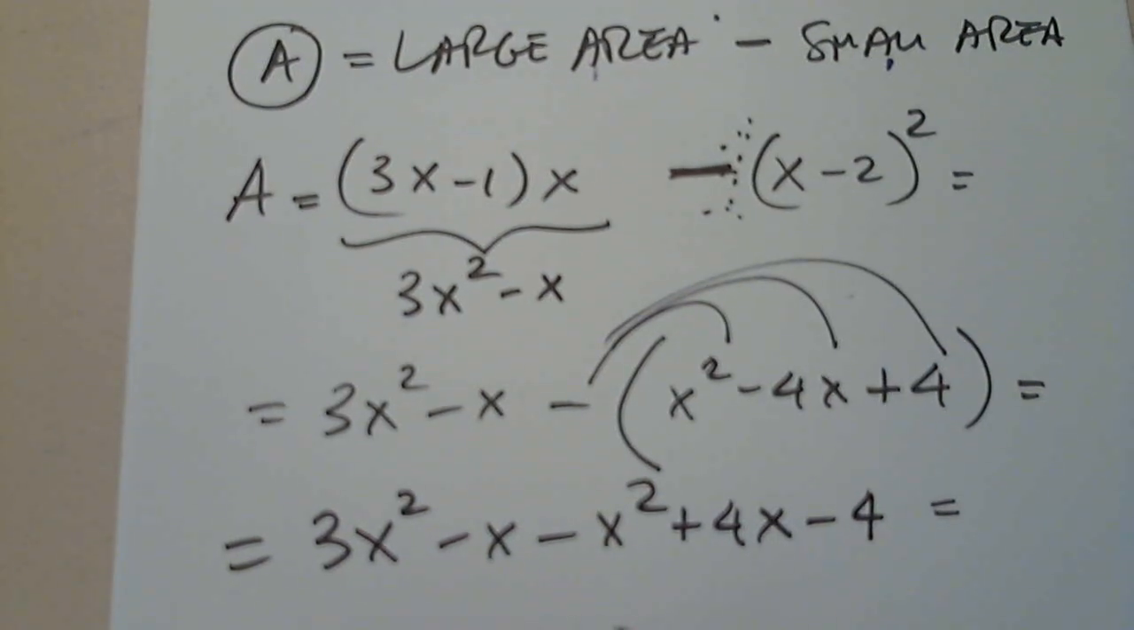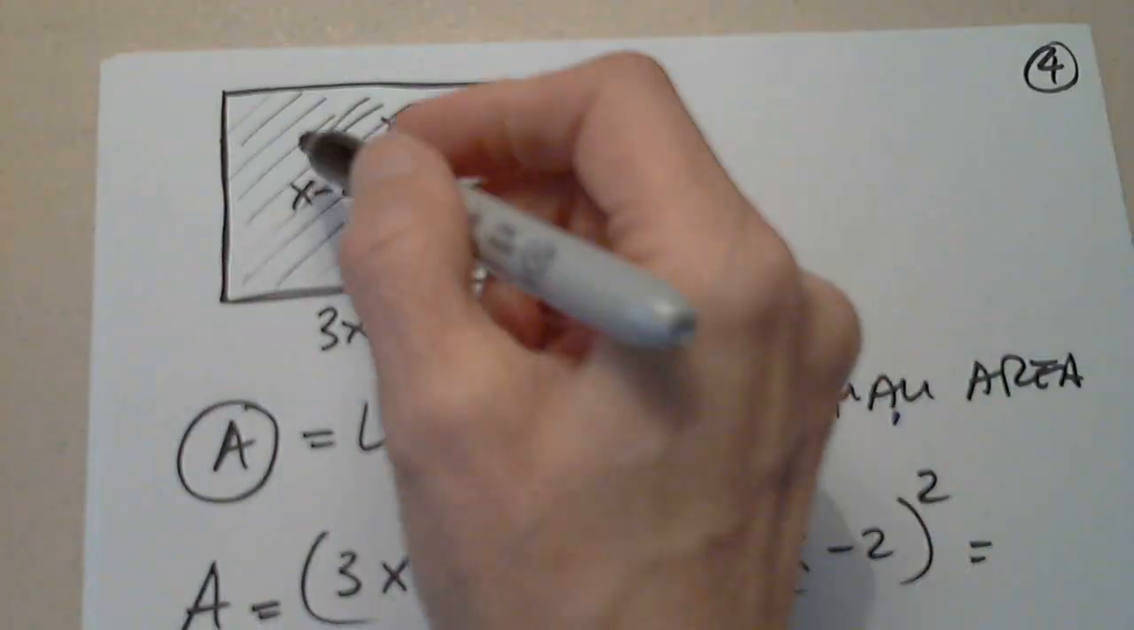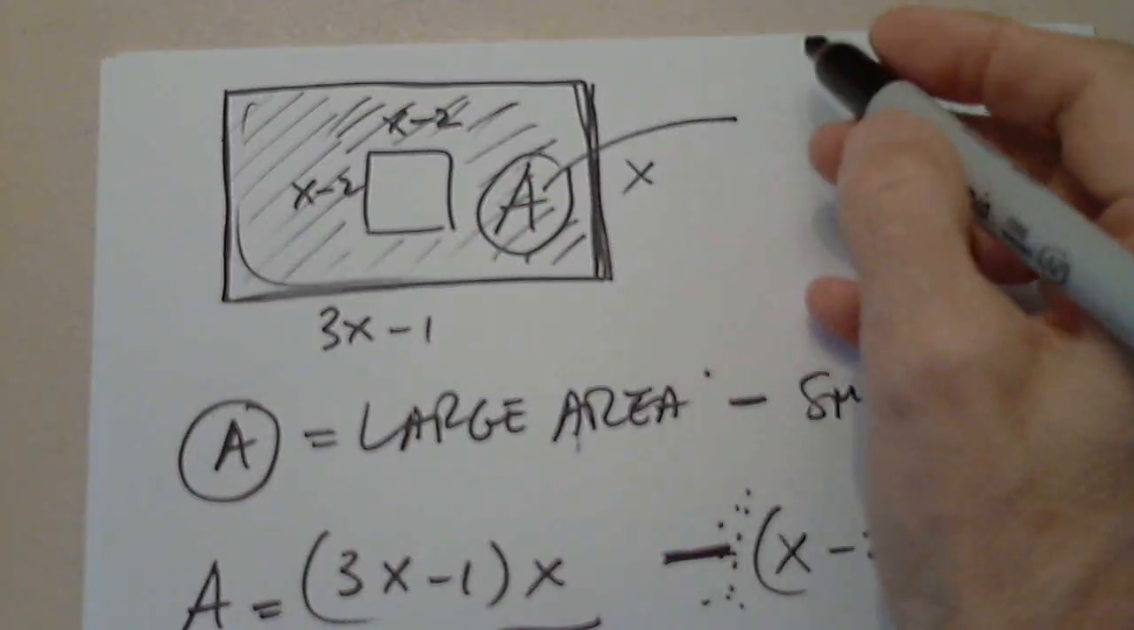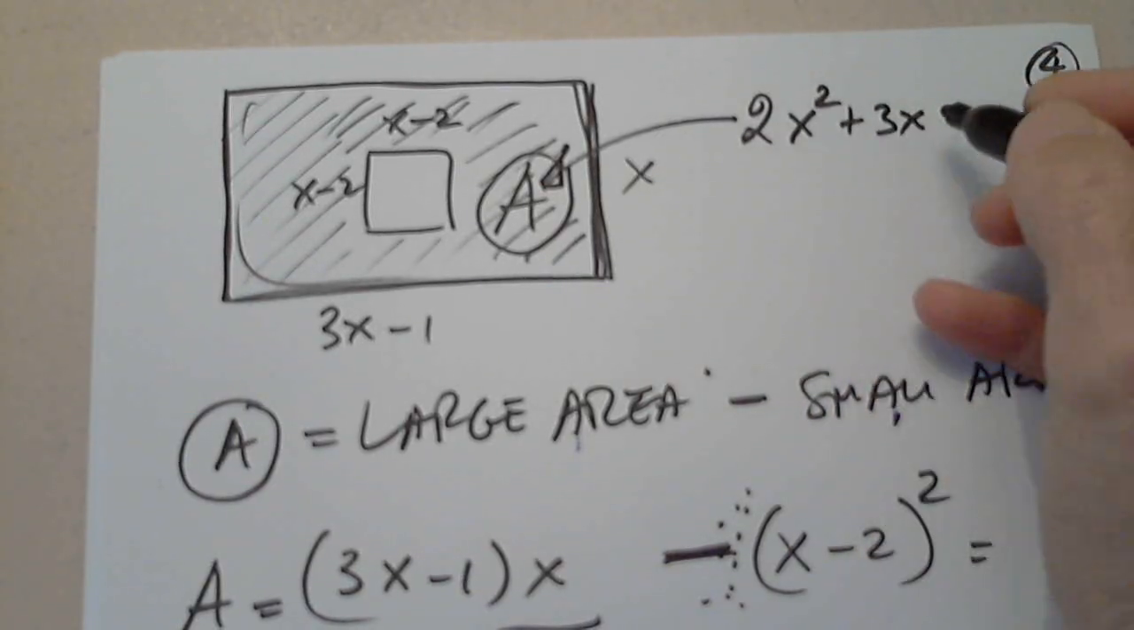So the final form will be 2x squared plus 3x and minus 4. What is this expression? It's the expression of all the shaded area in here. So this piece is 2x squared plus 3x minus 4.